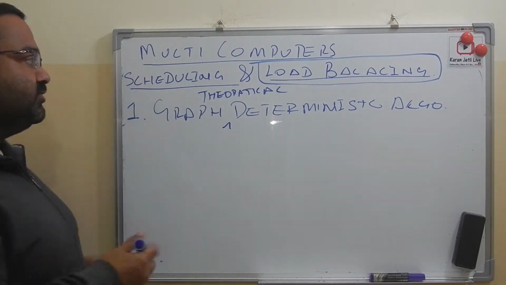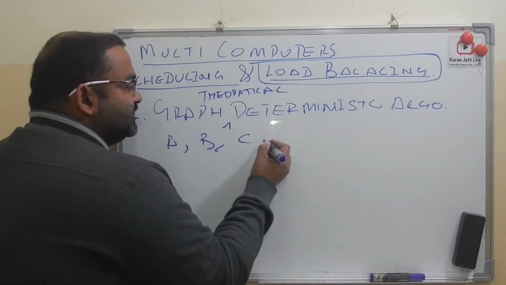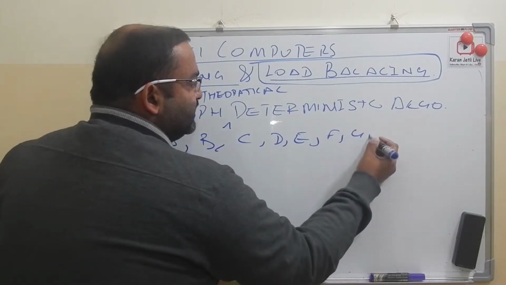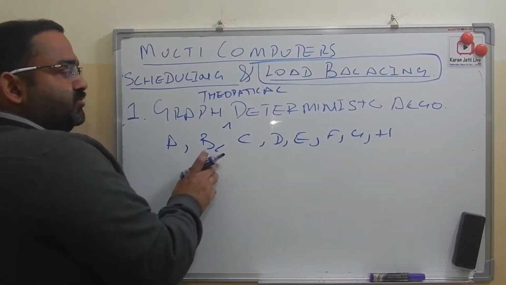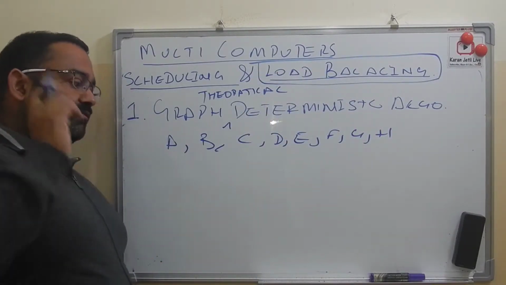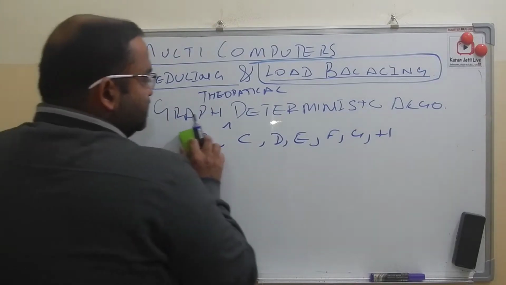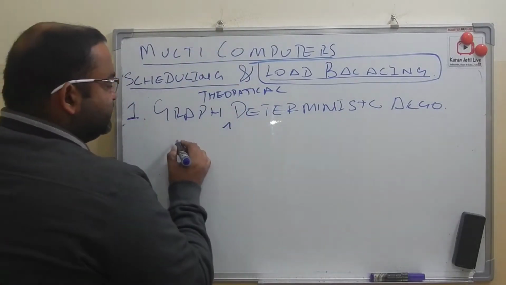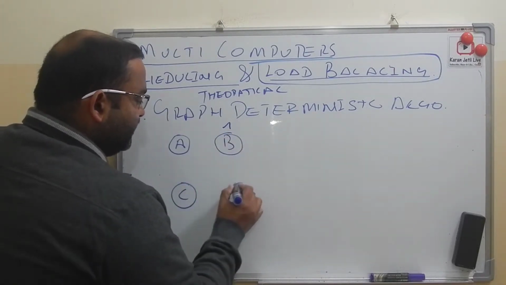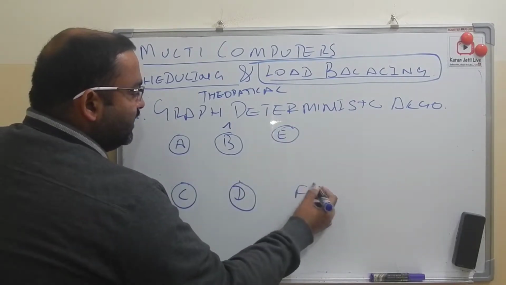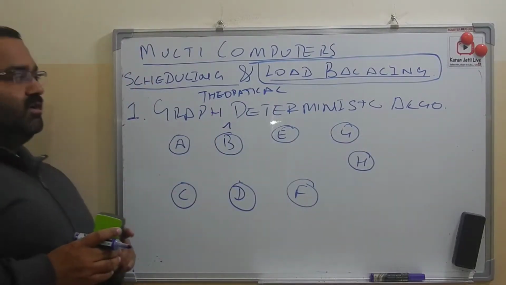Basically, as I told you, in graph theoretical, suppose we have different processes. We have process A, B, C, D, E, F, G, and H. So each process represents a vertex of the graph. So let us make a graph. We have process A, process B, then C, D, E, F, G, and H.